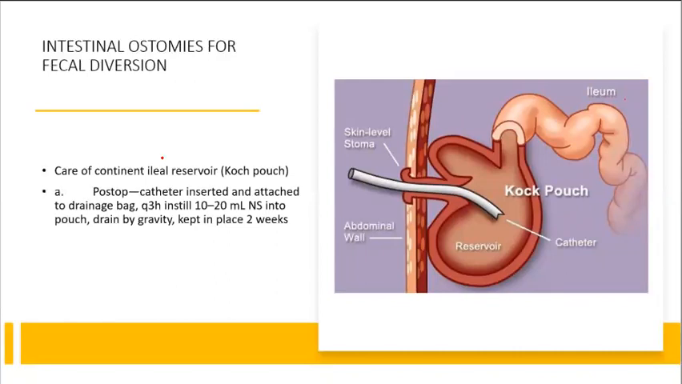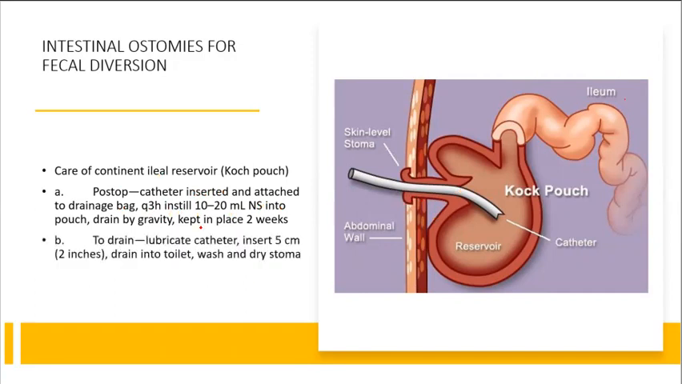With care of the continent ileo reservoir, or our cork pouch, post-operatively, after it has been set up through surgery, a catheter is inserted and attached to a drainage bag. We want to instill 10 to 20 mL normal saline into the pouch every 3 hours, and then drain by gravity, and this will be kept in place for 2 weeks. Subsequently, anytime we want to drain, we'll lubricate the catheter, insert it 5 cm or 2 inches, and then drain into the toilet, after which we can wash and dry the stomach.